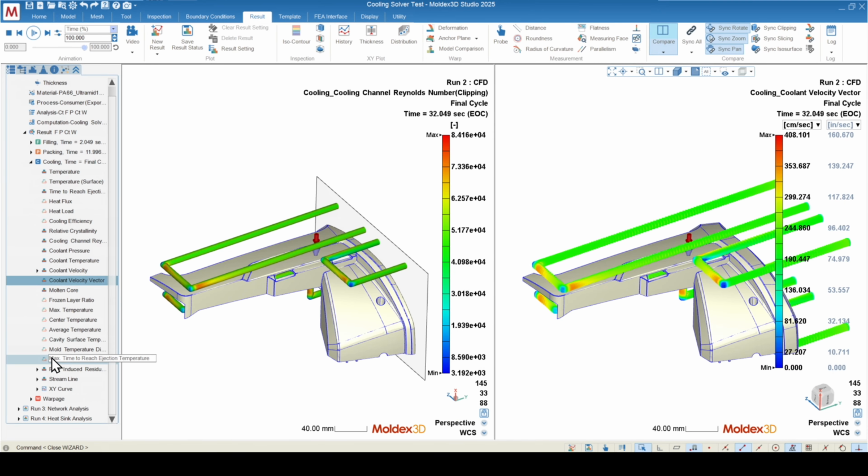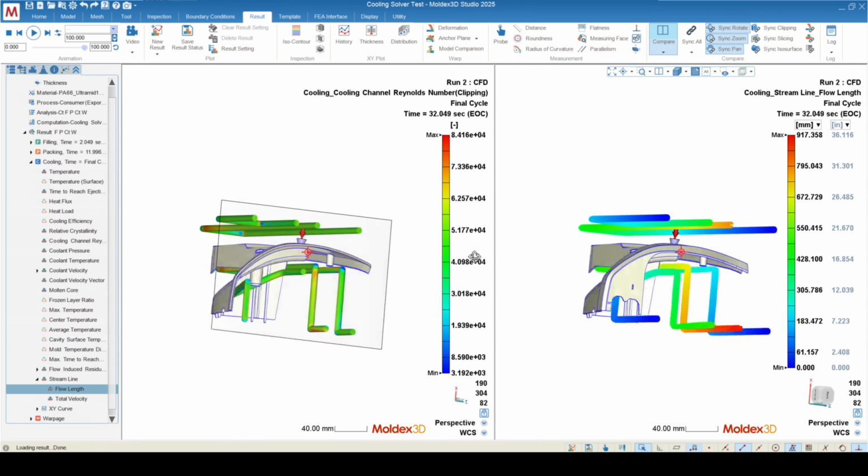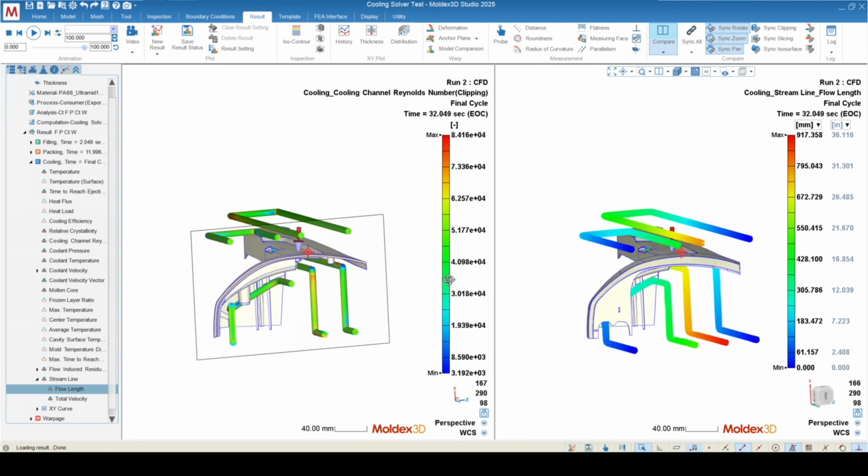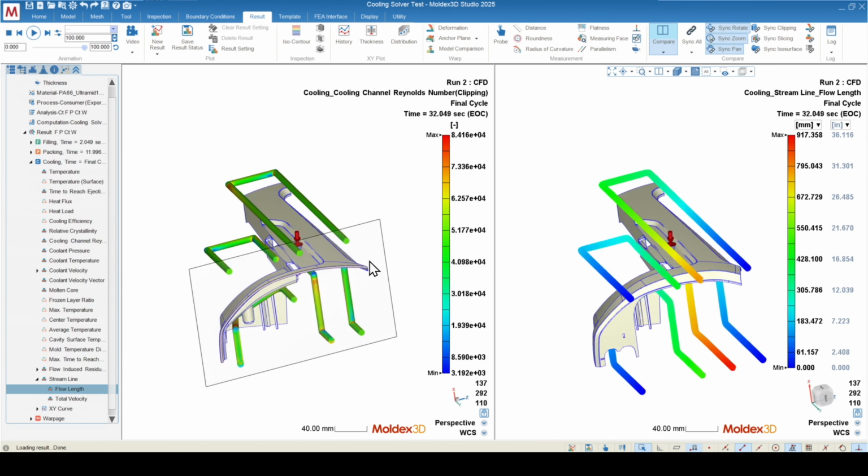And then one last thing that you get as an output here is the streamlines, which allows you to see kind of a particle tracer of the flow through your cooling channels. And so I can play this as an animation of the flow of these particles from the inlet of the cooling channel to the outlet of the cooling channel.